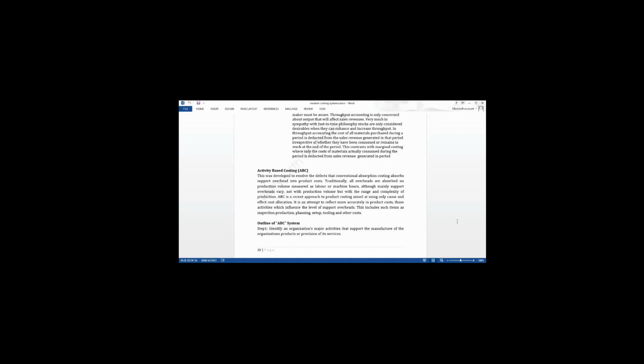Under the traditional absorption costing, overhead costs are absorbed using either machine hours or labor hours. Under the conventional absorption costing system, the overhead costs are absorbed on production volume measured by labor hours or machine hours. If you are absorbing overhead using labor hours or machine hours, the assumption is the overhead cost has happened as a result of machine hours or labor hours.